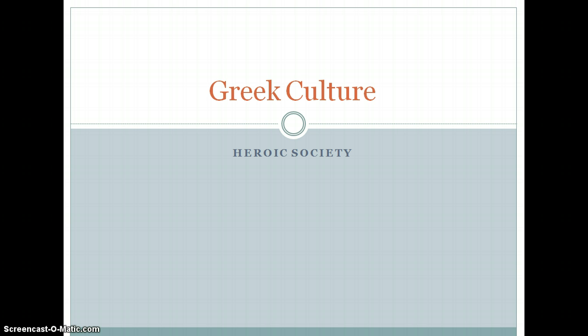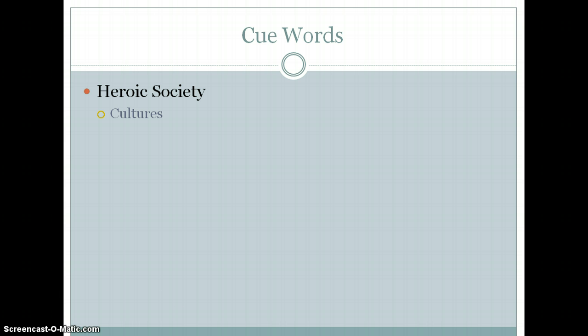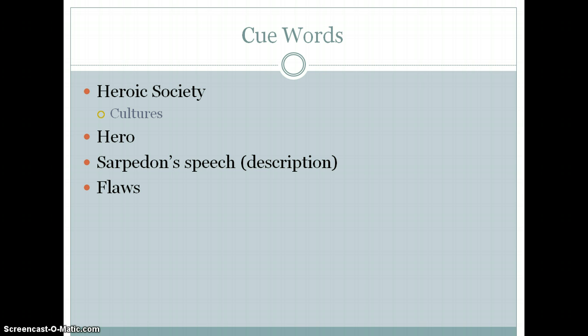However, this requires an understanding of the Greek culture and their concept of a heroic society, which is what we're going to focus on today. You will obviously need to be able to define a heroic society. You will also need to know which cultures within the Iliad subscribe to the heroic society. You should be able to define a hero according to how heroes function within a heroic society. You should be familiar with Sarpedon's speech, the description it provides of heroic society, the flaws of a heroic society, the importance of a war prize within the heroic society, and the consequences for the way flaws within the heroic society can be manipulated.